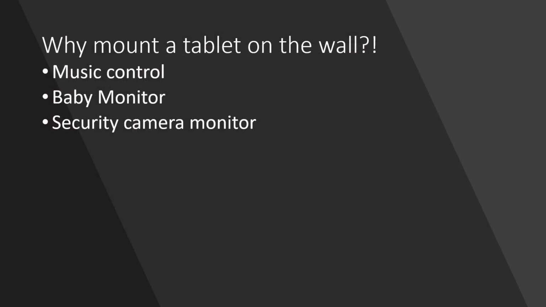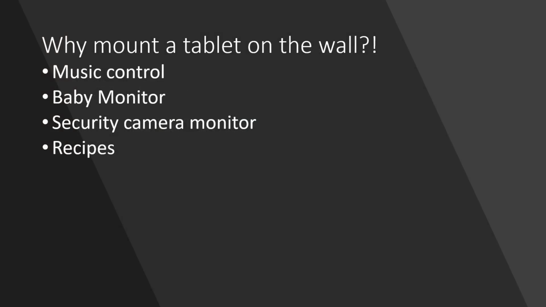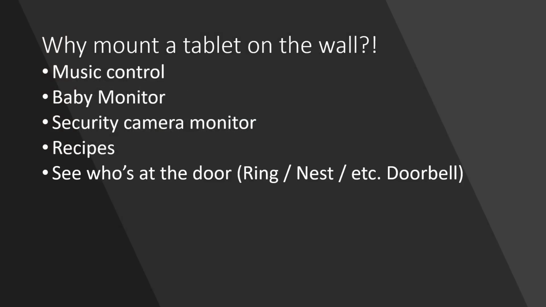Security camera monitor, you can monitor other security cameras. Again, if you have it in a communal space, it's very handy and very easy to use. Recipes is handy if you have it near a kitchen. You can also see who's at the door if you have a smart doorbell.